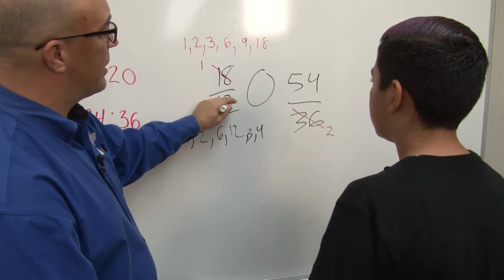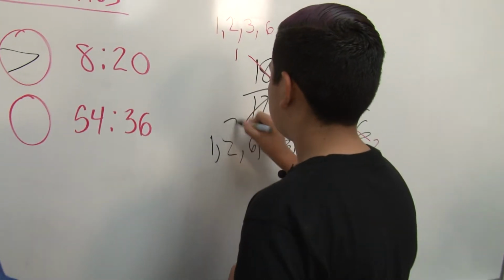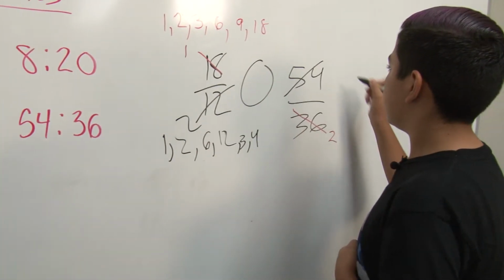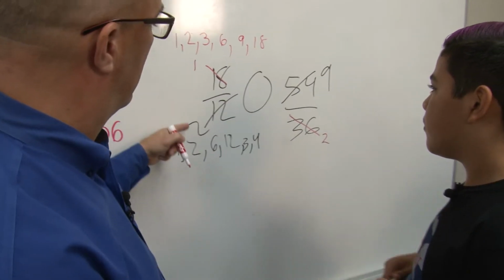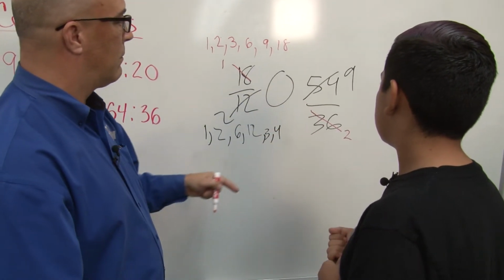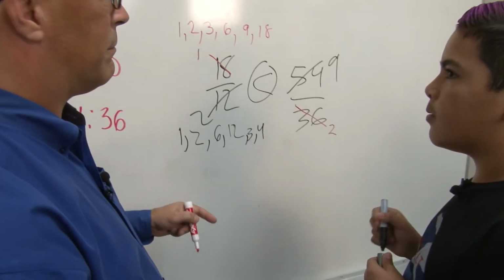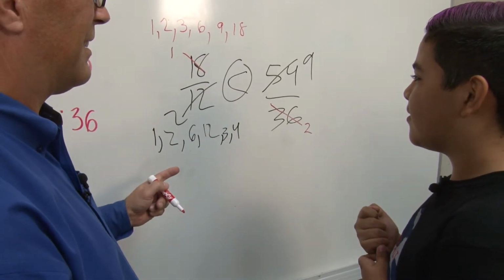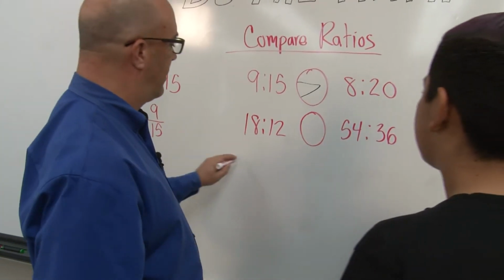Okay, so 6 goes in here how many times? 2. Okay, so cross that out, make it a 2. 6 goes in there, we said 9 times. Yes. So now we have 1 over 2, and 9 over 2. So this is greater. But let's take a look at 18 to 12.